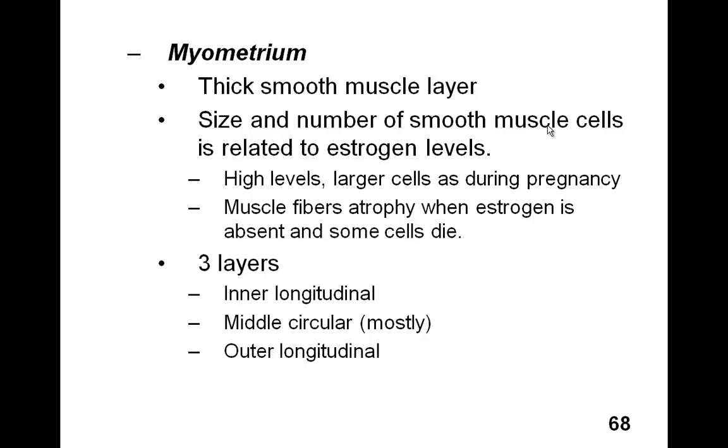So if the estrogen supply is extremely low or essentially nil, then those smooth muscle fibers will atrophy and we will actually observe some cell death in that region as well. As far as the number of layers of smooth muscle cells associated with the wall of the uterus, or the myometrium, there are 3. There's an inner longitudinally oriented layer, a middle circularly oriented layer, and then an outer longitudinally oriented layer. Very extensive layer.